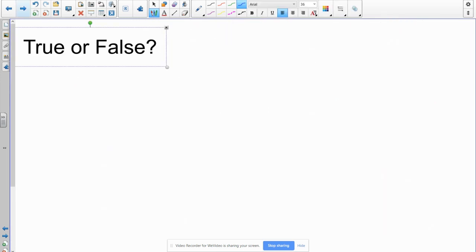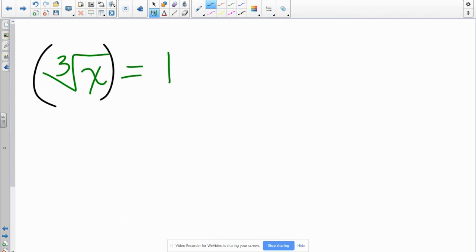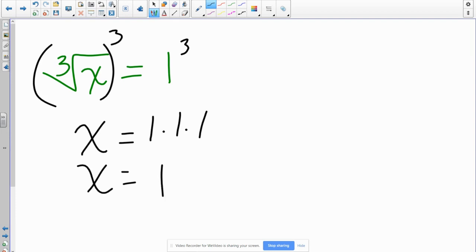Two more. The cube root of x equals 1. So we're going to cube, because cube rooting and cubing are inverses, which means they cancel each other out. And 1 times 1 times 1 equals 1. So x equals 1.